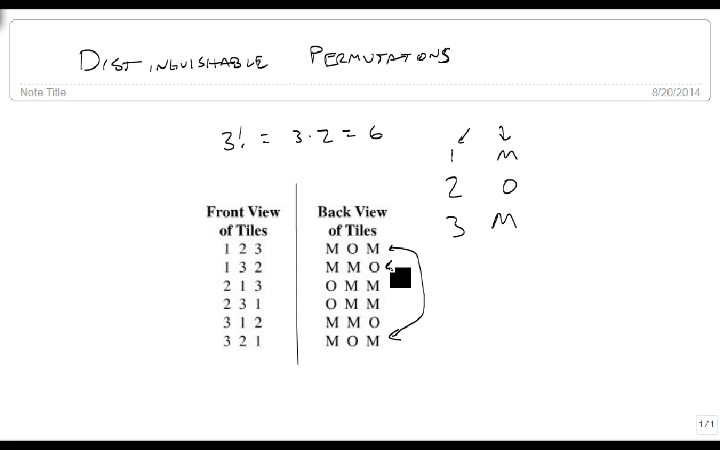It looks like I only have 3 permutations because I can't tell if this is the 1 or the 3, if this is the 1 or the 3, or the 1 or the 3. All of these, I can't tell them apart. So this is what we mean when we talk about distinguishable permutations. And so here's the formula.